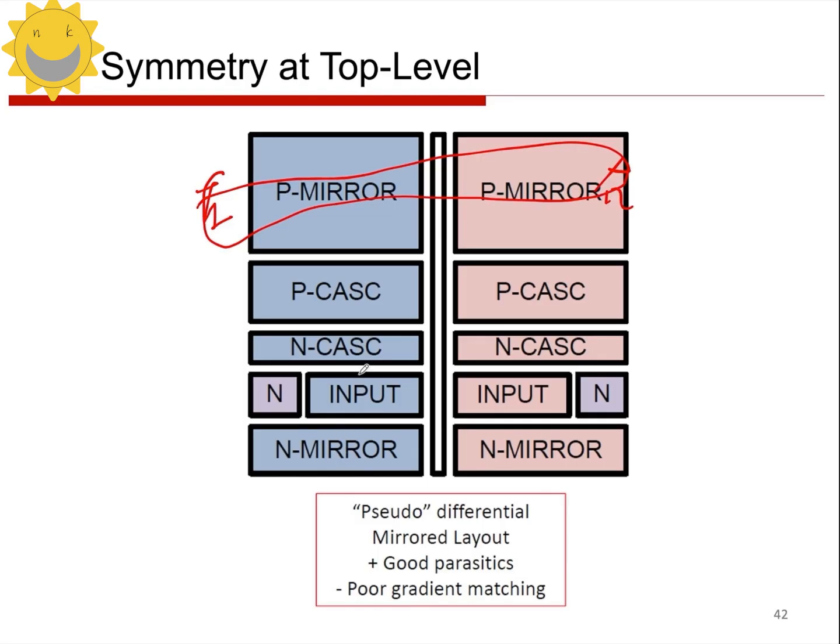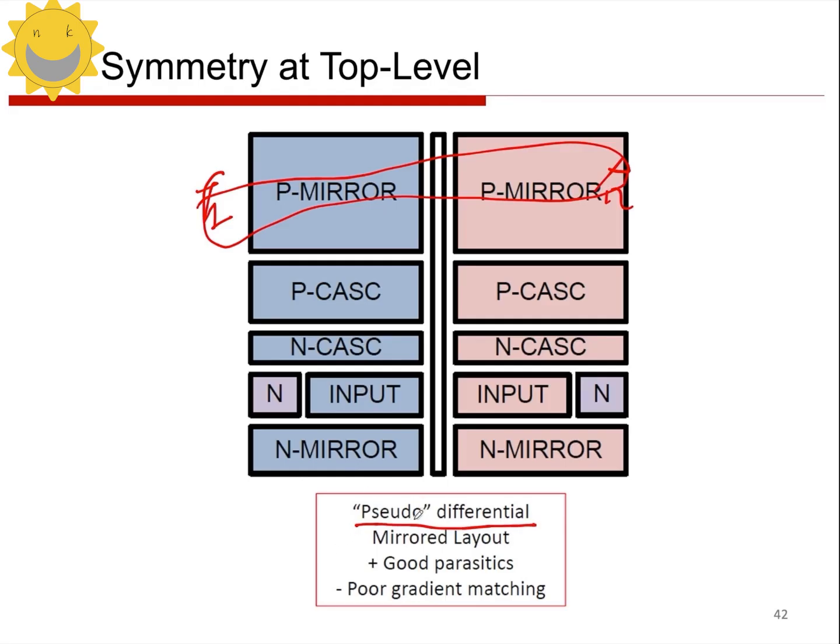That's why we call this structure a tail differential structure. Now, when we mention the tail differential structure, it actually means that it's not a true differential structure. It's not really differential, but it does have its advantages. What are those advantages? Well, the advantage is that the wiring is very simple, so the parasitics are relatively better. The parasitics are very low.